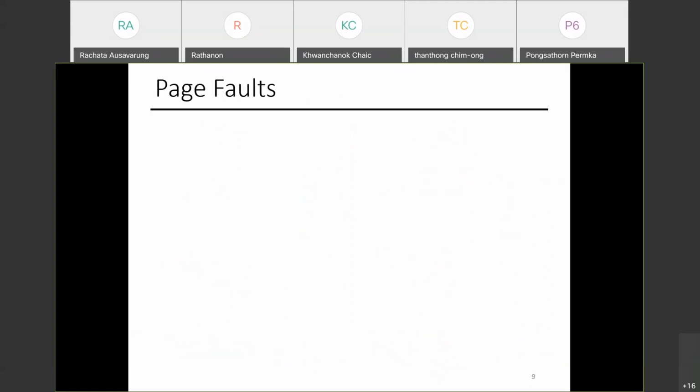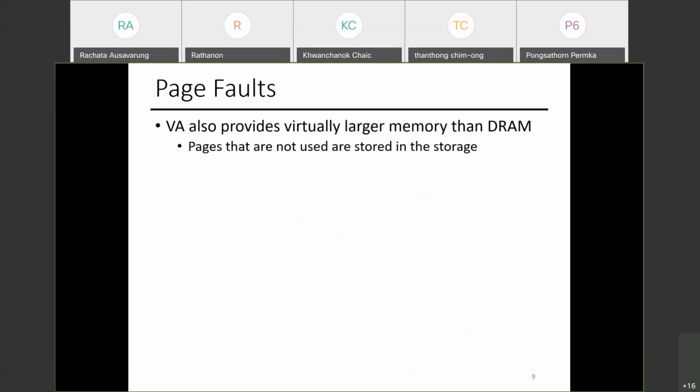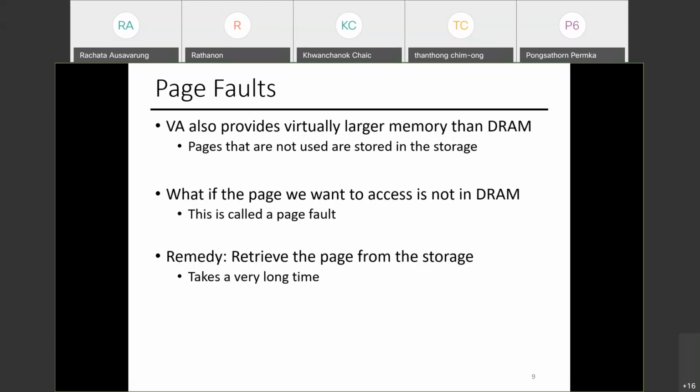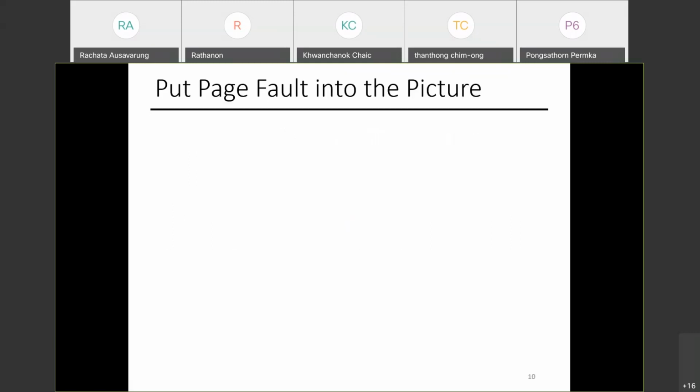All right, so the last concept that we briefly talk about is page fault, right? One of the benefits here is that virtual address allows virtually larger than DRAM memory, right? So if the page is not in DRAM, we call this a page fault. You need to actually go grab them from what we call swap space. Swap space is an area on your hard drive that stores these pages. Right? And let's put page fault into the picture.